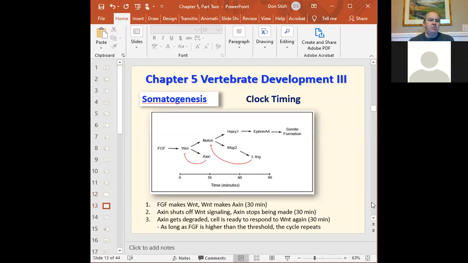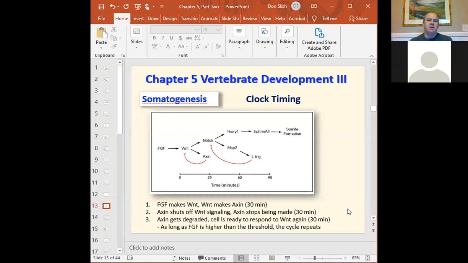And so I threw this slide in, 13. I don't know if this is real or not, but it makes sense to me. It's a good conceptual way of thinking about it. So FGF makes Wnt, Wnt makes Axin, and that whole process takes about 30 minutes. Axin then shuts off Wnt signaling, and when Wnt signaling stops, Axin stops being made. Axin eventually gets degraded, and then 30 minutes later, you're ready to respond to FGF and make Wnt again. So it's a circular process.